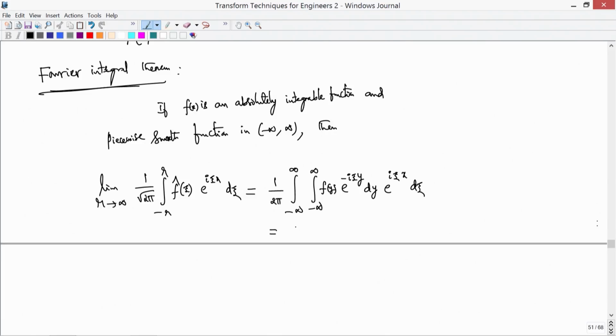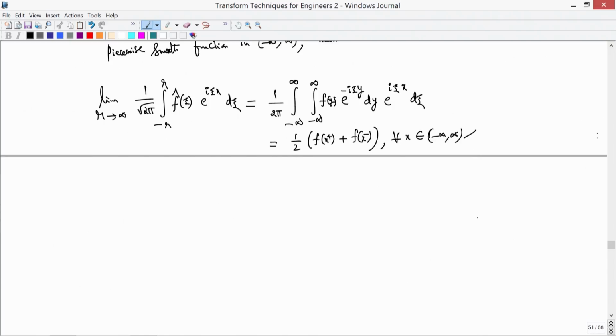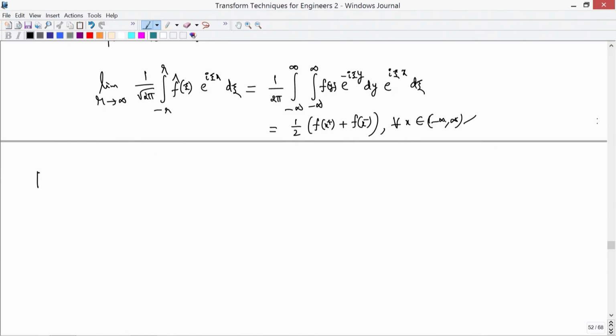This is equal to half of f of x plus plus f of x minus. If it is discontinuous, there is a jump, so it is half of that jump, that is the meaning of this. If the function is continuous, both side limits are the same, so half of that is actually the value. In any case, this is what is true for every x belonging to R, where R is minus infinity to infinity. We will try to prove this in a more rigorous way now. So, proof: let me start the proof.